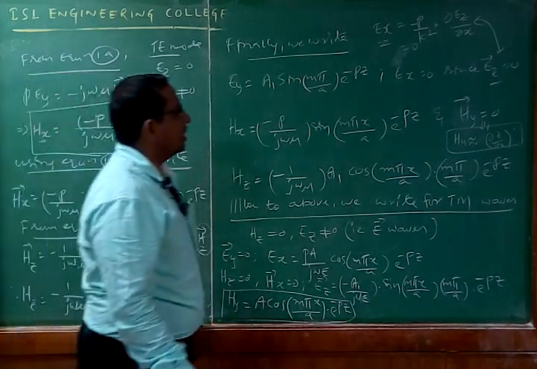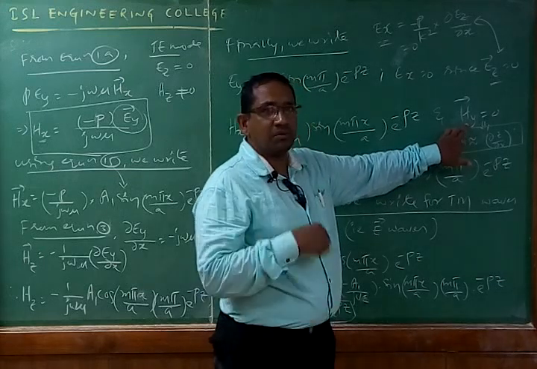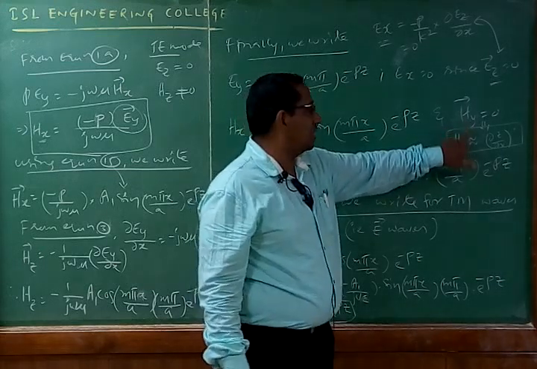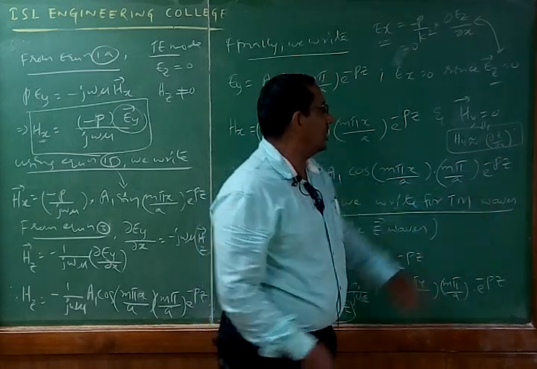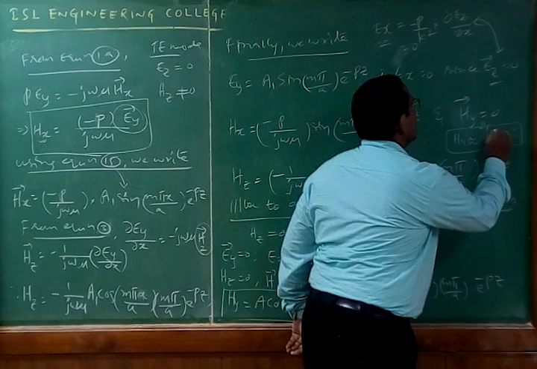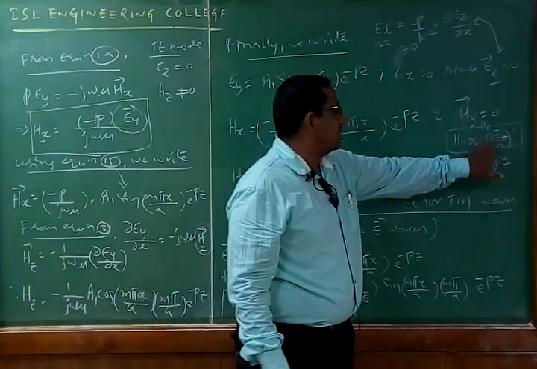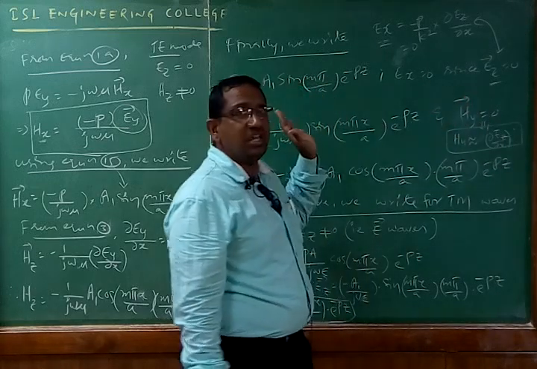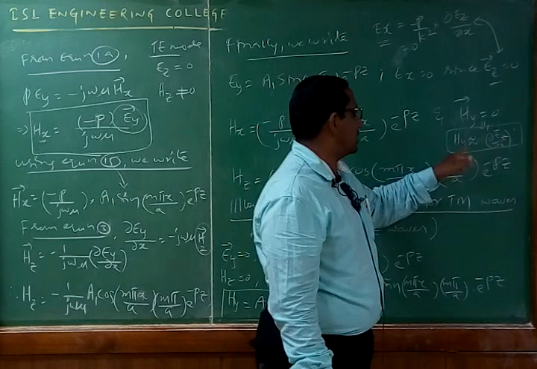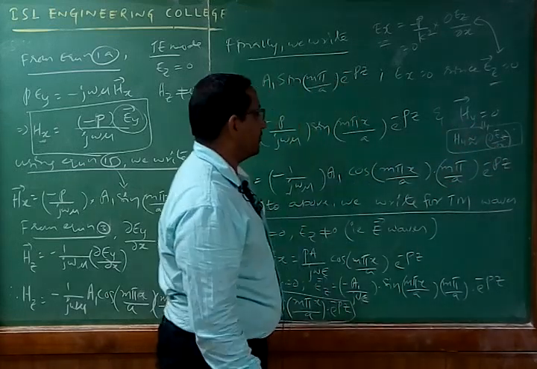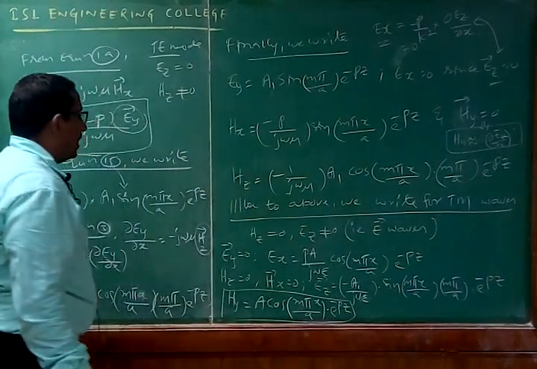If you go back to the equation for Hy, we already derived the Hy equation in terms of dou Ez by dou x. This Ez is 0 because it is TE mode. Because Ez is 0, definitely Hy also becomes equal to 0. Therefore, the Hy component is also going to be equal to 0. What is Hz? Hz we have already defined.